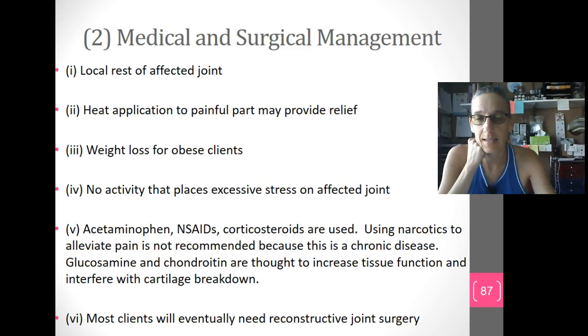My husband takes that somewhat frequently. He's got some degenerative joint disease in his knees, and he'll take that.